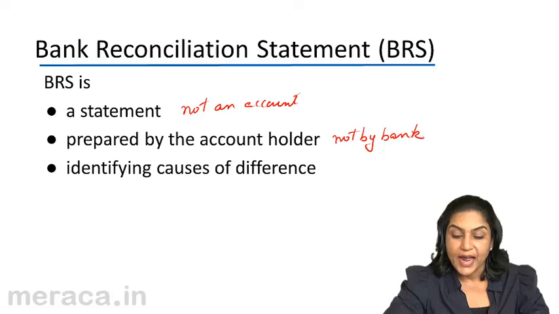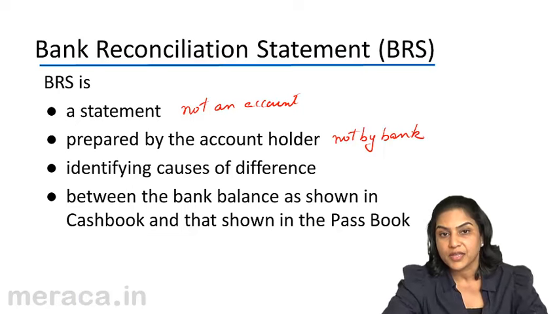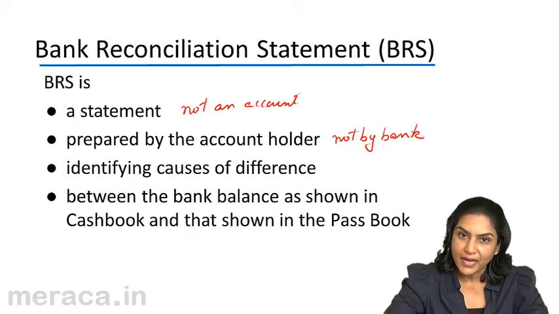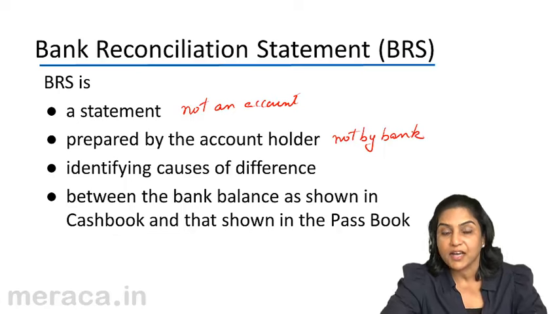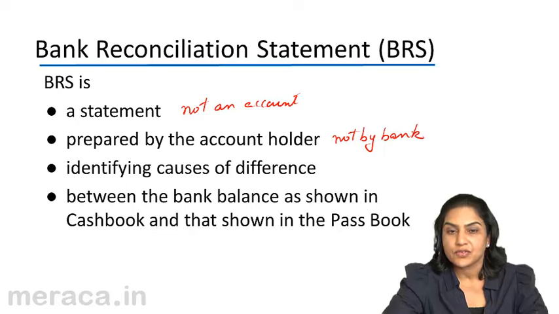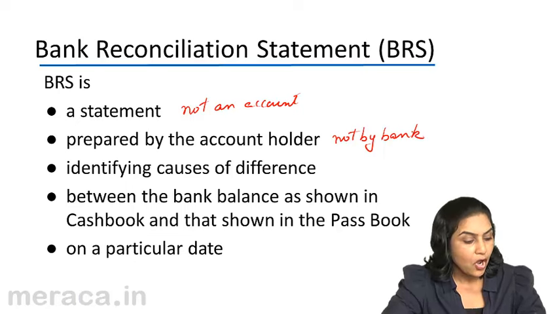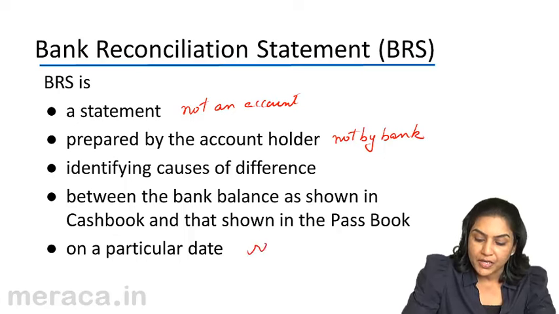What does it do? It identifies the causes of difference between the bank balance as shown in the cash book and that shown in the passbook. Both are bank balances and therefore should ideally have been the same. But sometimes there is a difference and we want to know the causes of these differences by preparing a bank reconciliation statement. Also, extremely important is the fact that this is relevant only on a particular date.